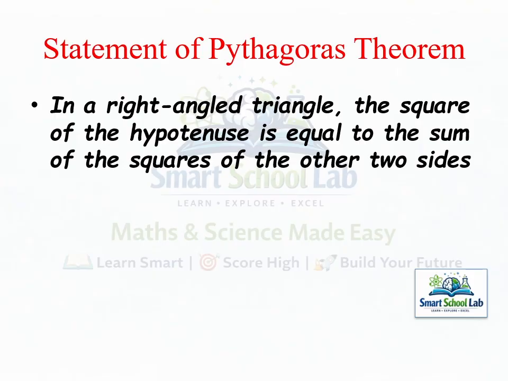Now let us move on to the theorem, that is the statement. In a right angle triangle, the square of the hypotenuse is equal to the sum of the squares of the other two sides. Note down this theorem, I mean the statement, in your notebook. In a right angle triangle, the square of the hypotenuse is equal to the sum of the squares of the other two sides. Now let us move to the next slide.